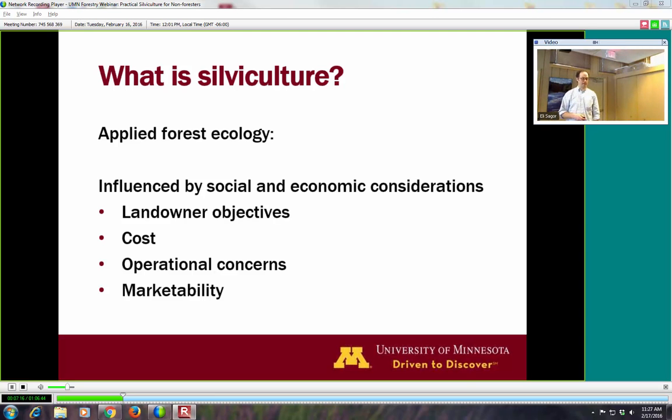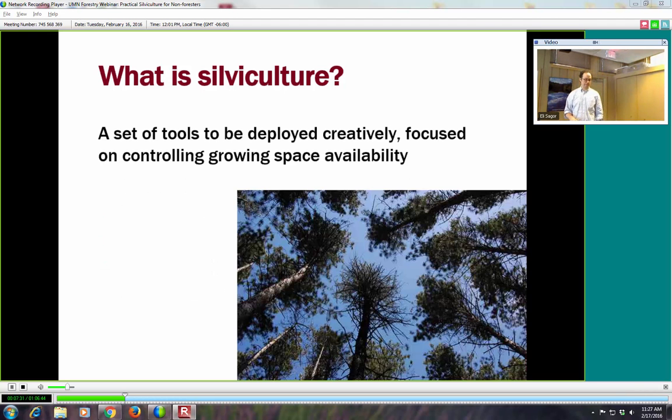And along with the high cost, as I said before, is the marketability. Will anyone bid when we offer timber for sale? If not, we're going to have a high cost of implementing these treatments. And so these are all big factors as we plan our silvicultural treatments. So again, a set of tools to be deployed creatively.